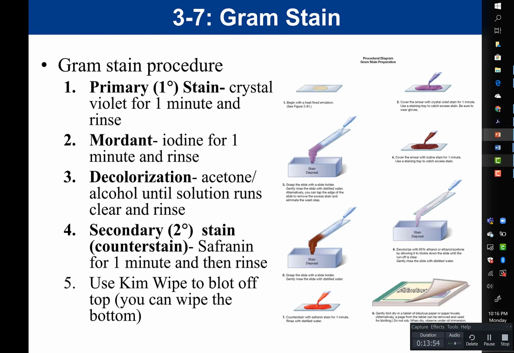This is one of the few procedures where you do need to know the steps. You do need to know the steps for this one. So you should know that the primary stain is going to be the crystal violet that we add for 1 minute. Then we dump and rinse with deionized water. You want to know that we add the mordant, in this case the iodine. We add the iodine to the slide, allow it to sit for 1 minute, dump, and then rinse with deionized water.